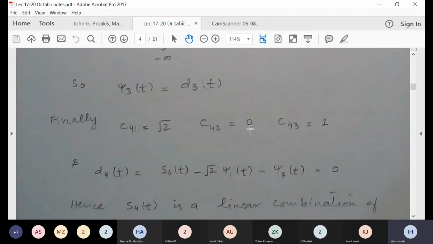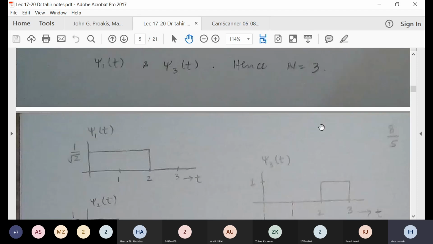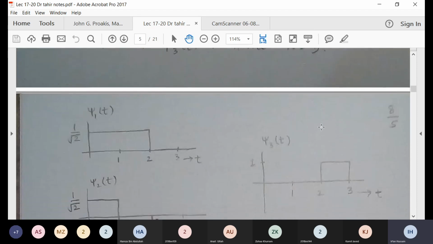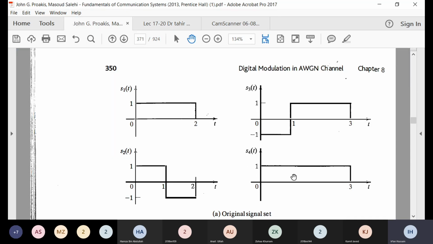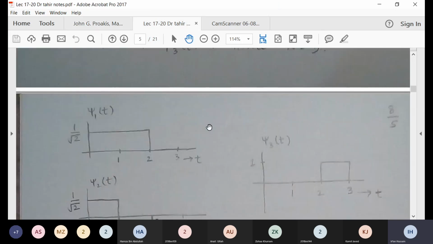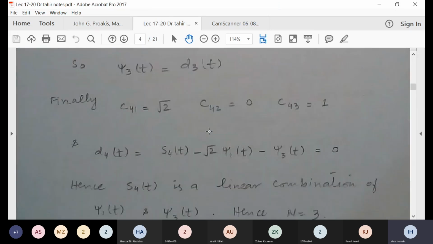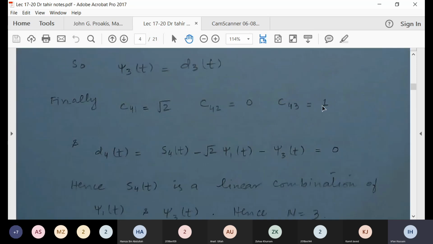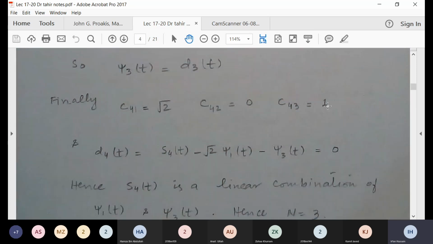You can check by yourself. The C42 will be 0 and C43 will be equal to 1. Again, you can see because your psi 3 is this signal, and multiplying this with S4, you can see all of this is 0, so it will only exist from 2 to 3. Right? C43 will come out to be equal to 1.